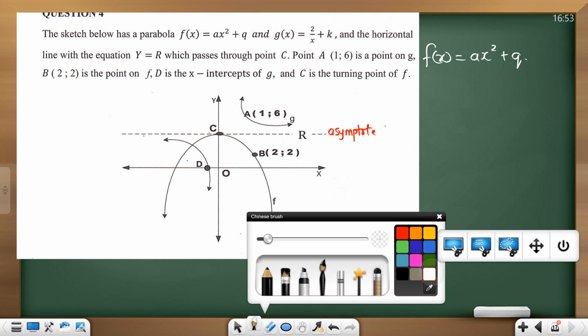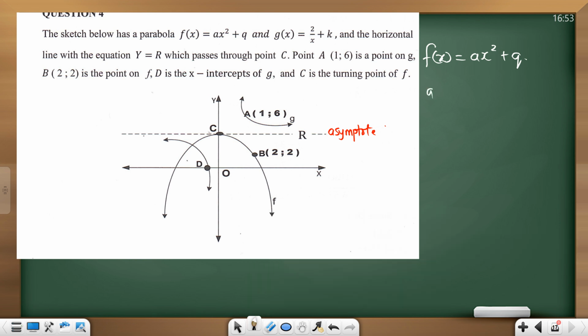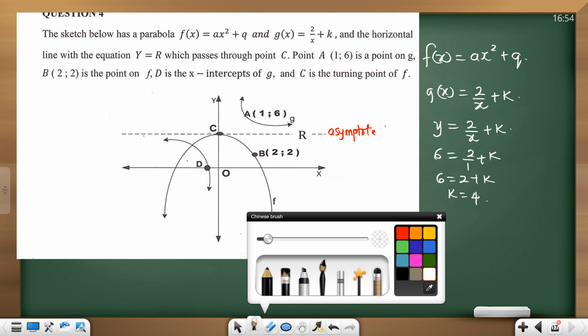I need to get my K first. So we have to first work out G of X. How do I get that? If I look at the graph of G of X, this is something saying Y. So I'll look at my point on G. I know 1 and 6. Which means K is 4. Now that I know that K is 4, I already have my Q.